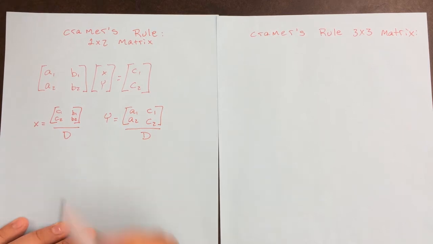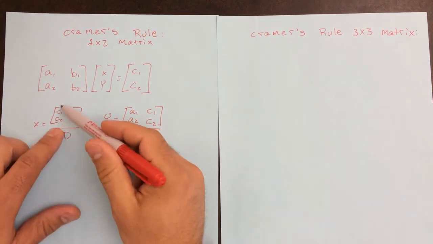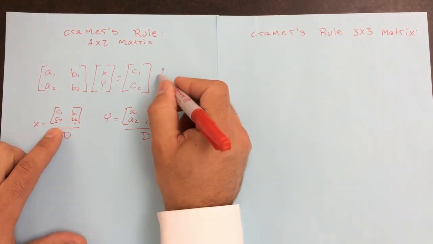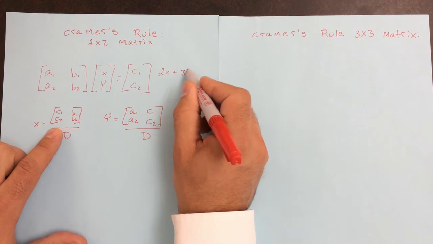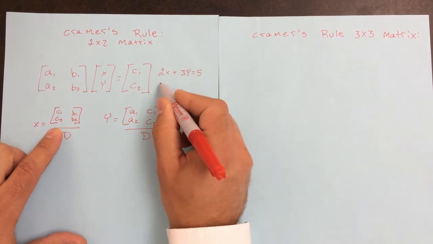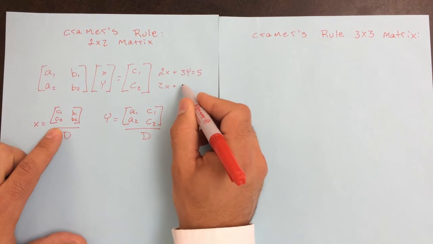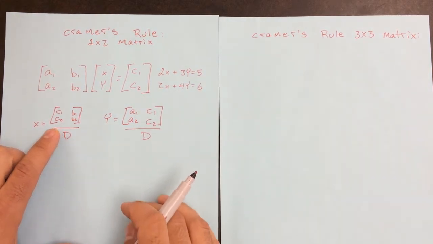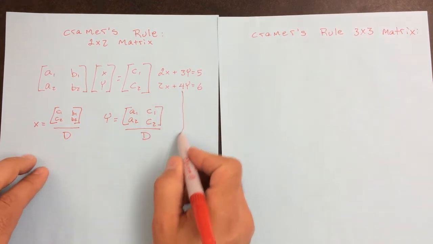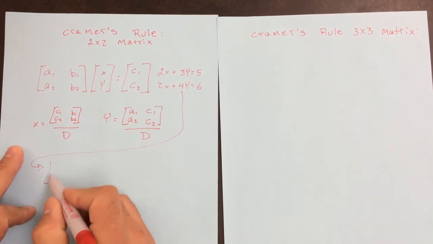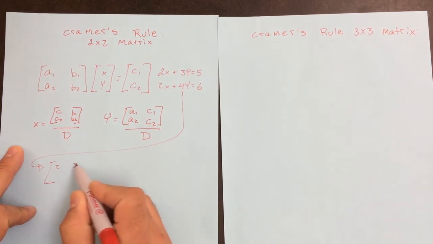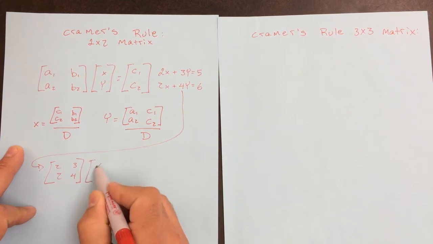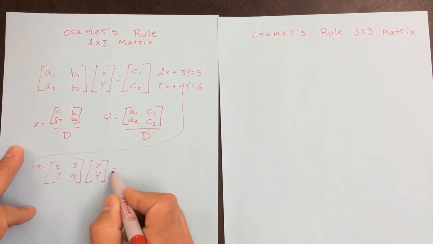Now notice that the parts that I replaced with c are the parts that I'm trying to solve for. If you're looking at your original equation, it's going to be something in this format: 2x plus 3y equals 5, 2x plus 4y equals 6. So when you write the matrix equation for this, your coefficients times your variables equal your constants.